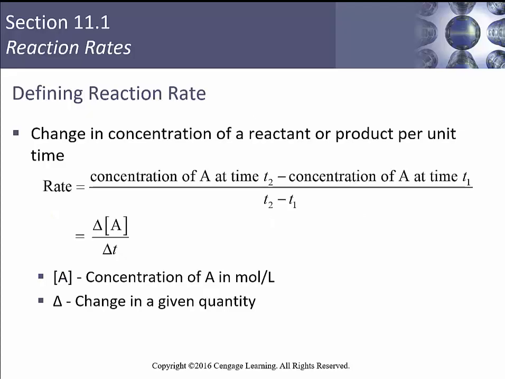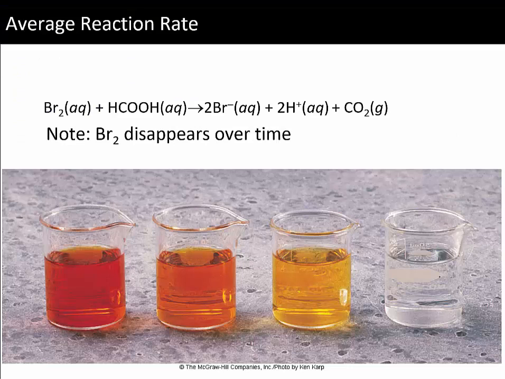Right? So defining this reaction rate, it's the change in concentration of a reactant or product per unit time. So rate is the concentration of A at one time minus the concentration of A at an earlier time, and our change in time is just what is time 2, my later time, minus time 1, my earlier time. And we're generally going to give these concentrations in units of molarity, moles per liter, and this little delta just means a change in. So for all of those of you who are doing calculus right now, you're like, oh, I know what that guy means.